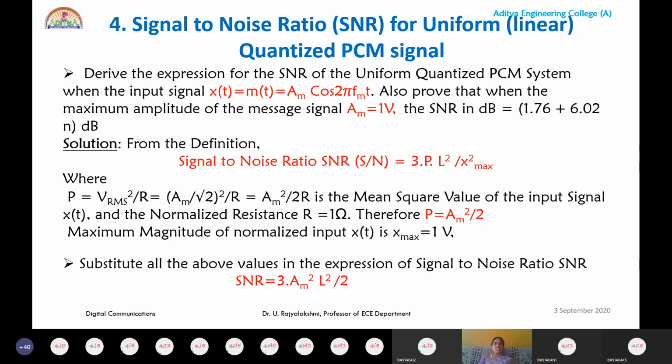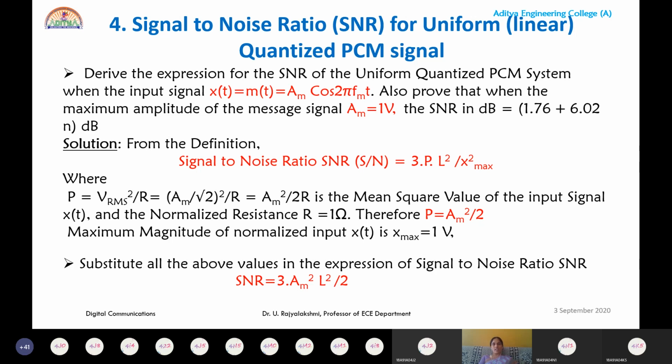If the value of resistance is given to you, then you can consider it as Am square by 2R. If the resistance value is not given, or if the input signal is normalized, then you should consider R as 1 ohm. Remember this signal power expression, because whenever a signal is given to you, you should get the peak power or signal power, normalized signal power capital P, as Am square by 2R. R is generally 1 ohm if not given in the problem.